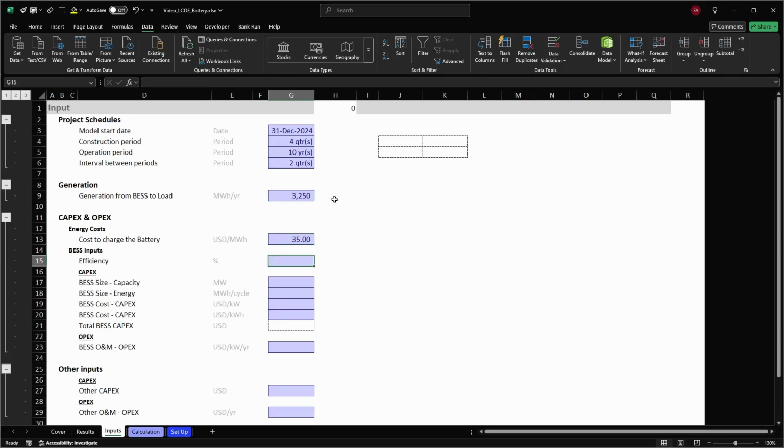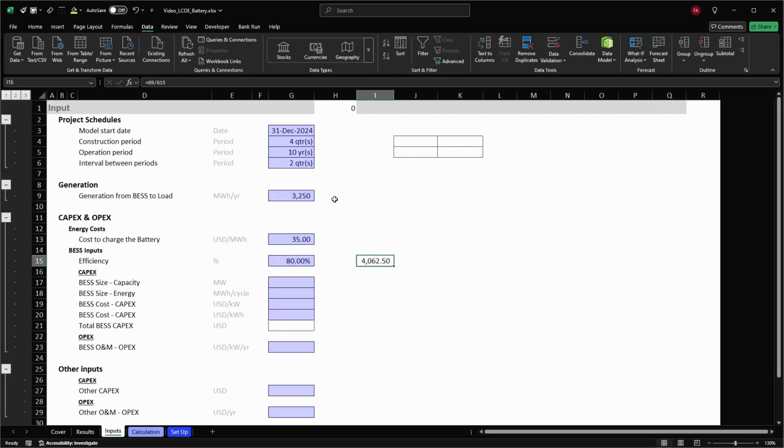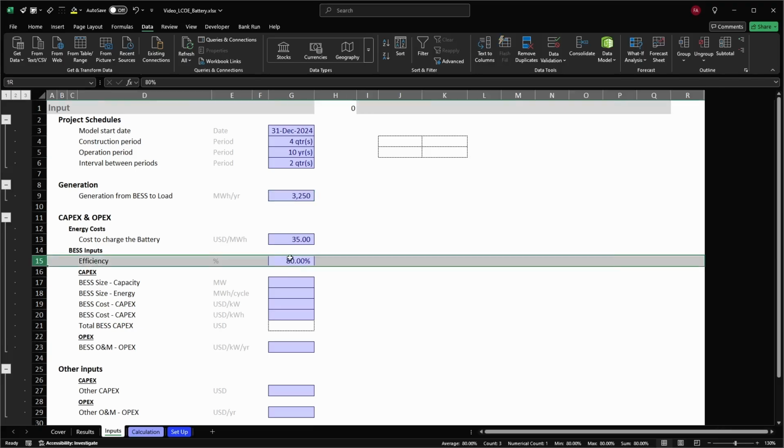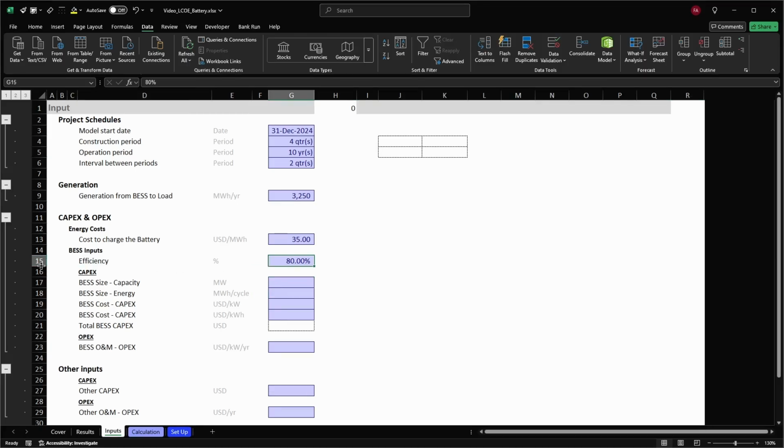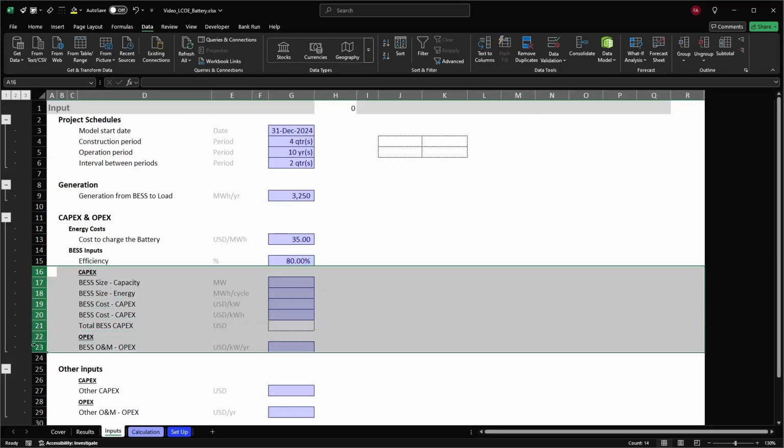So let's say here our battery system has an 80% efficiency. So we can pretty quickly calculate how much electricity we're going to have to purchase every single year, which is going to be the total generation to load divided by the efficiency. This is how much energy we're going to have to purchase every single year. Then because we only have an efficiency of 80%, this is how much we're going to be able to send to the load. That's basically how it works, and that's why it's a very important parameter in the model.